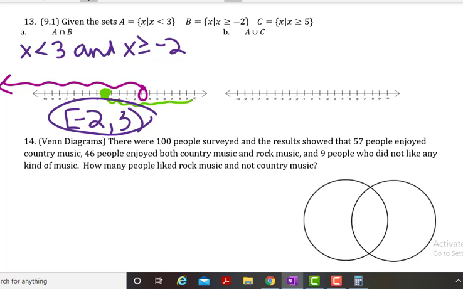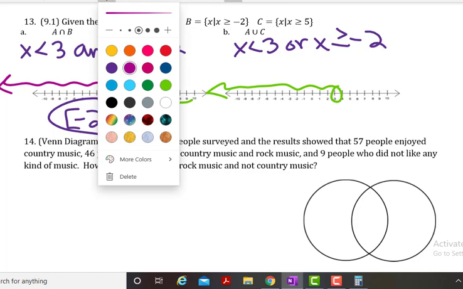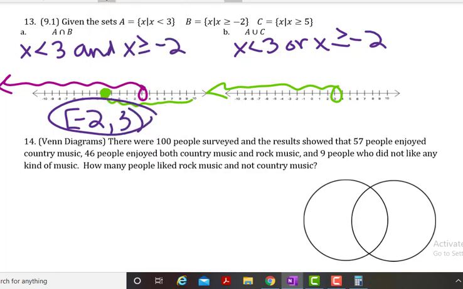B, A union C. All right, well, A union C. Well, let's go ahead and take a look at A and we'll graph that first. So A, and I should say that this is the same as saying x is less than 3 or x is greater than or equal to -2. All right, well, x is less than 3. We put a circle at the 3 and it's everything to the left.